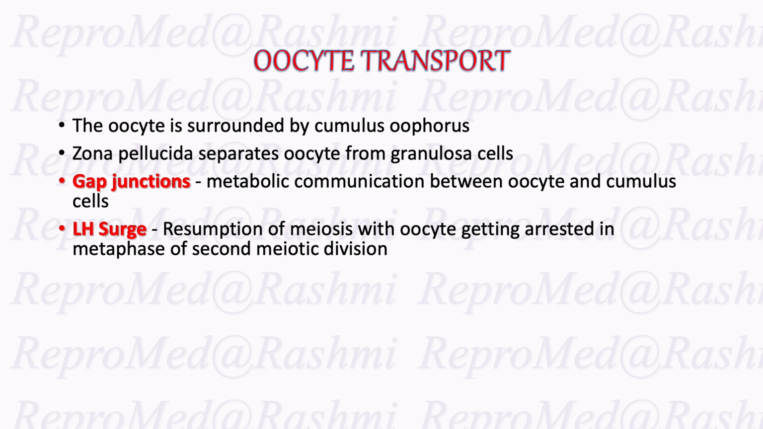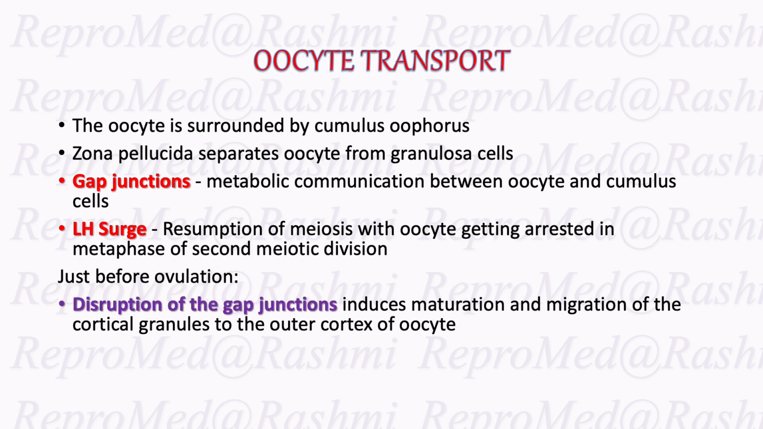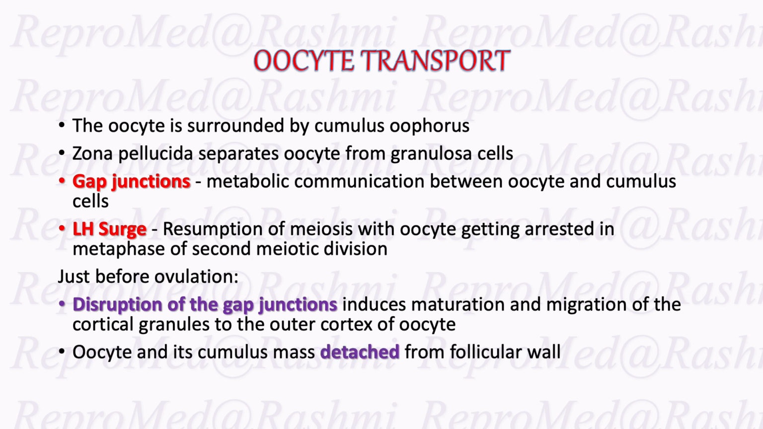LH surge leads to resumption of meiosis, with the oocyte getting arrested in metaphase of the second meiotic division. That's why the oocyte is known as M2 oocyte. Just before ovulation, disruption of gap junctions induces maturation and migration of the cortical granules to the outer cortex of the oocyte. Oocyte and its cumulus mass get detached from the follicular wall, leading to final release of the oocyte.